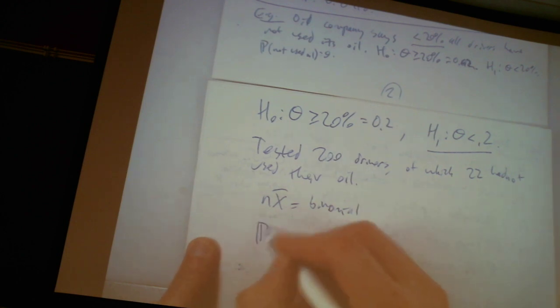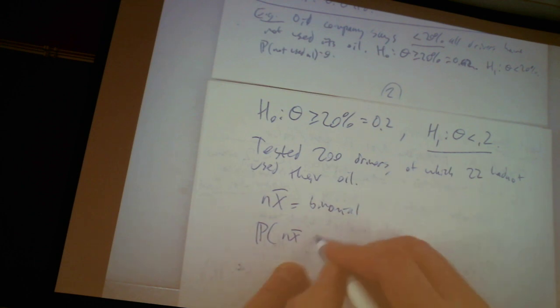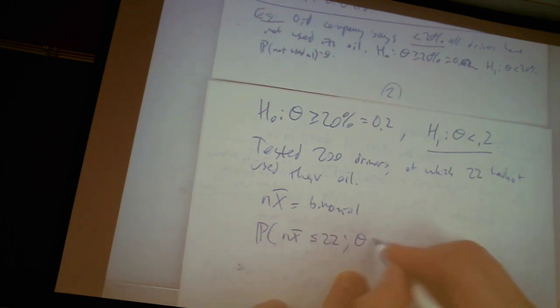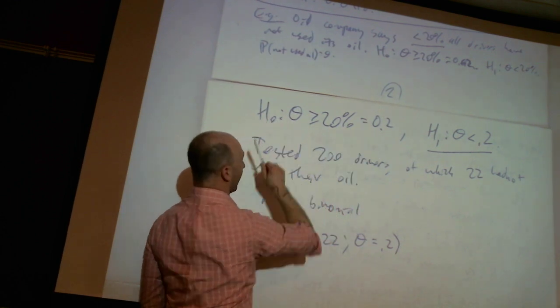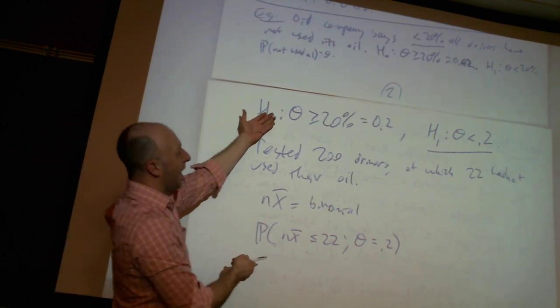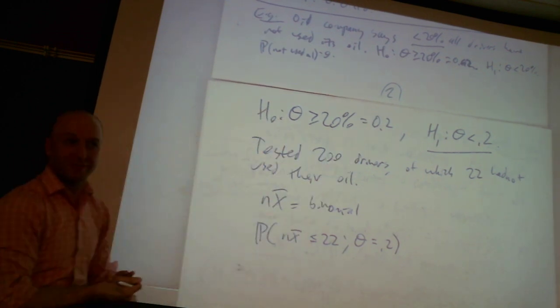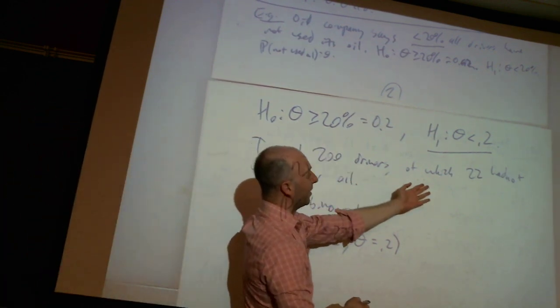So what is the probability that Nx bar is, let's get half of the probability, less than or equal to 22, assuming that theta is 0.2? 0.2 is the hardest thing to test in this range. That's the boundary of H0. So we're going to test it. We're going to assume H0 at the most extreme level.